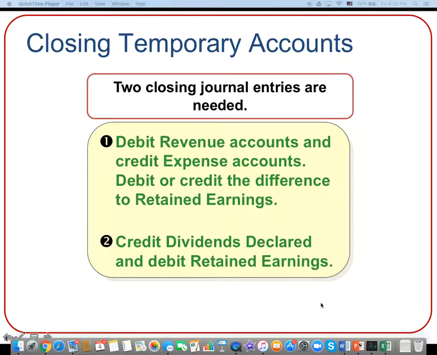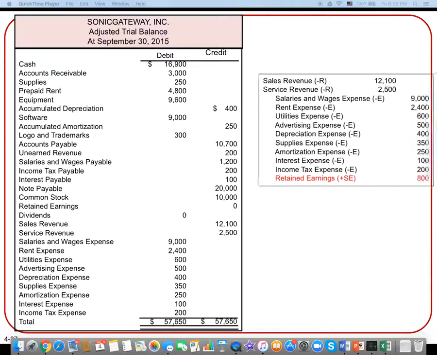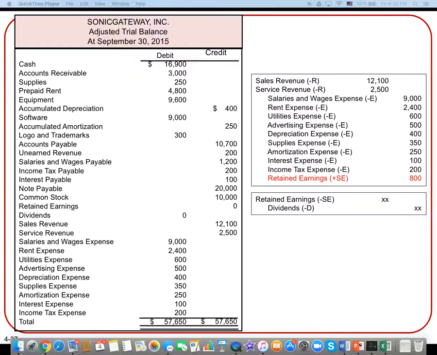For the purpose of this class, I'm just going through it. All you need to know is that the closing journal entry is just to close out all the income statement accounts so that you can start fresh for next year. That's all you need to know. I'm going through these examples just so you have an idea what it is about.